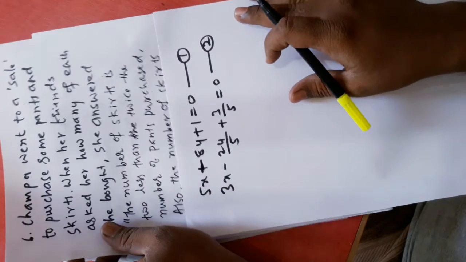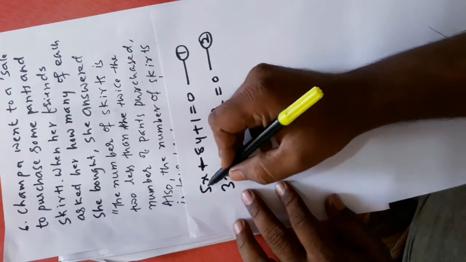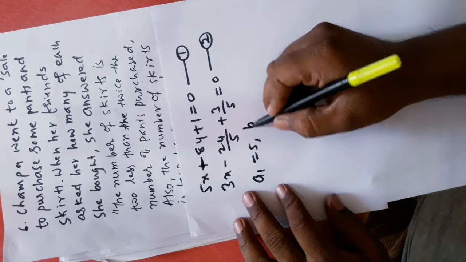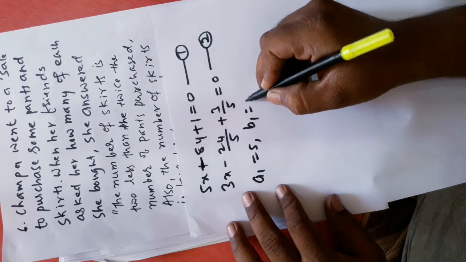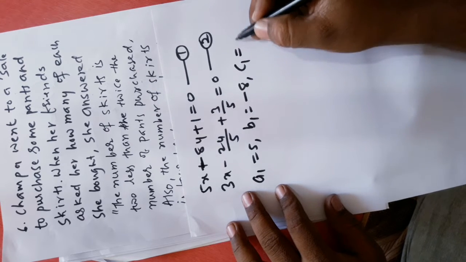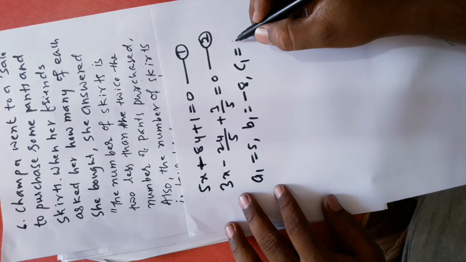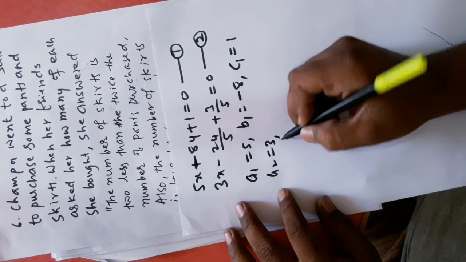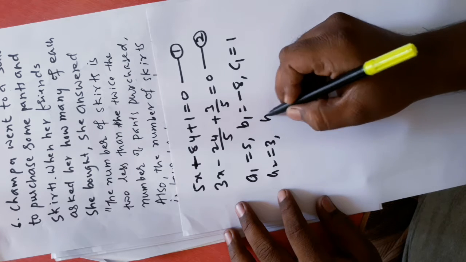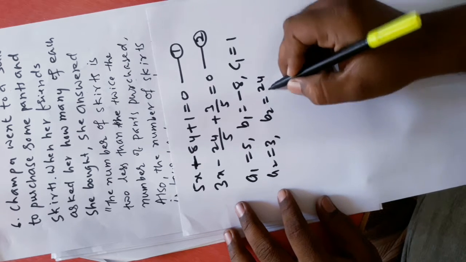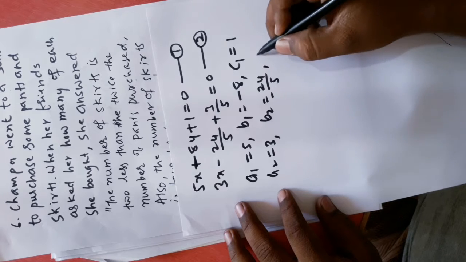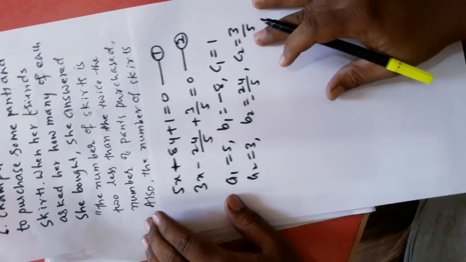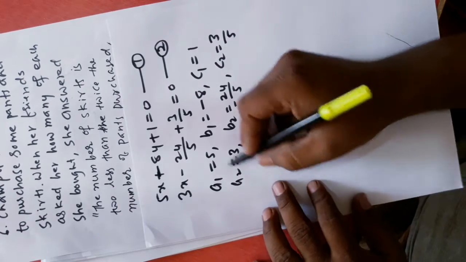See, A1 is 5, B1 is minus 8, C1 is 1, A2 is 3, B2 is minus 24 by 5, C2 is 3 by 5. Now let us see which condition they will satisfy.